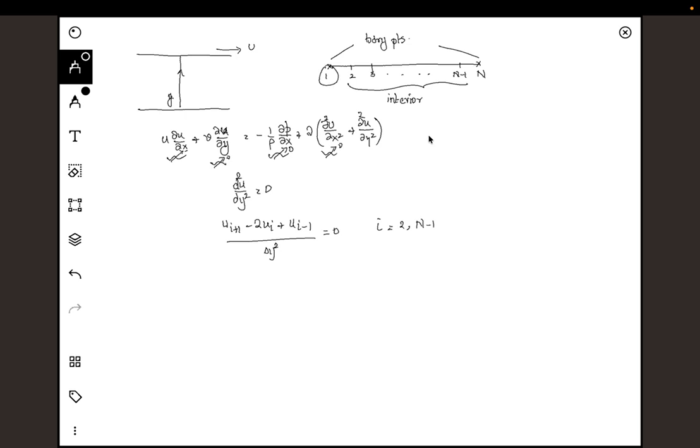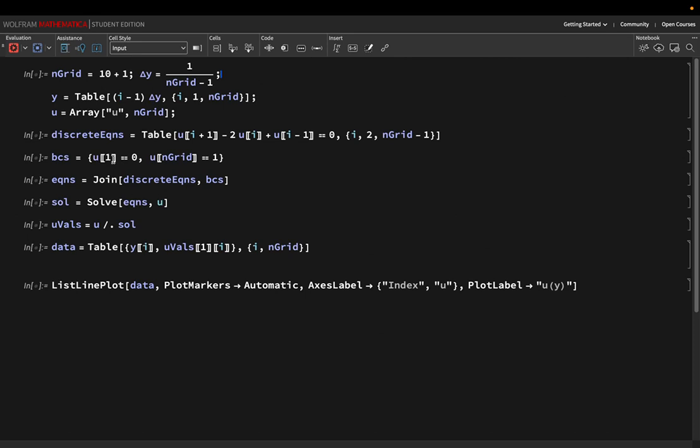Now for the cells 1 and n, we have to use the prescribed boundary conditions. So in this particular case, this is the first cell, and so on, and this is my nth cell. At the first cell, u of 1 should be equal to 0. That is a no slip condition. Similarly, for the nth grid also we have a no slip condition, because the plate is moving with a constant velocity. You have to keep that velocity here. I've assumed it to be 1. Now I have my boundary conditions and the equations, so I'll join both of them.